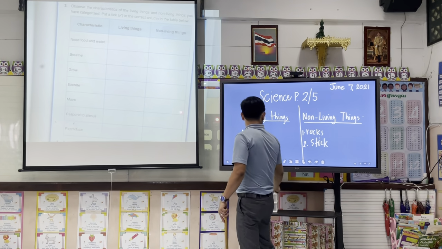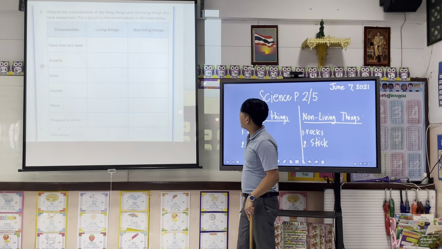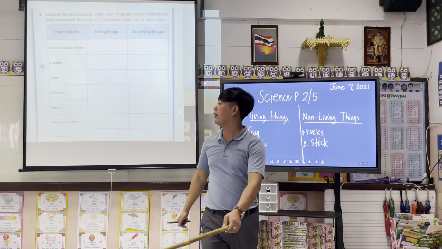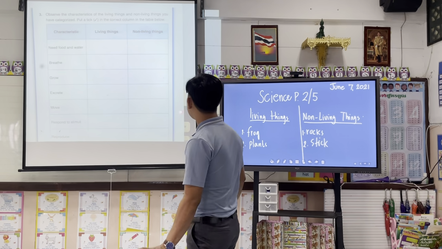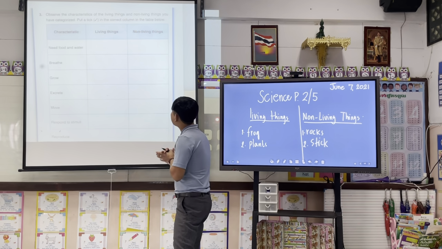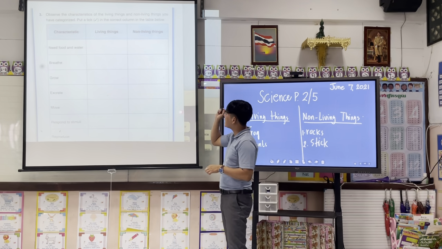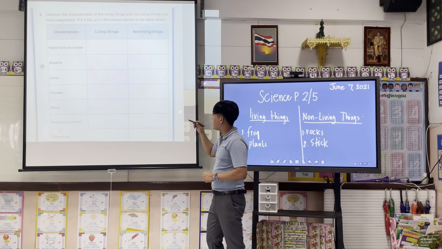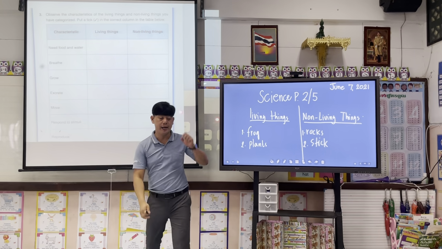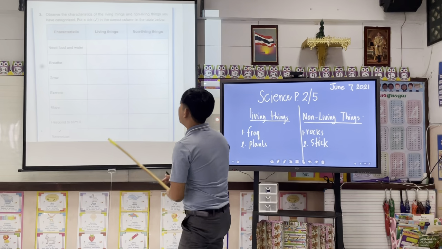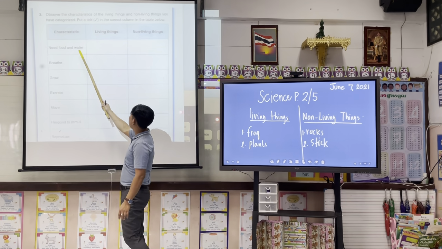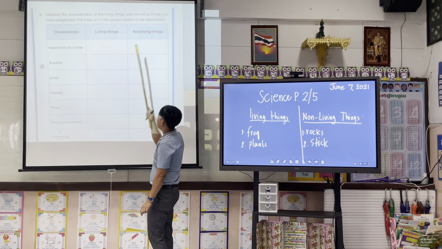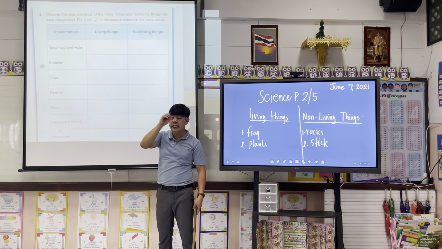Okay, so next. Observe the characteristics of the living things and non-living things you have categorized, and put a tick in the correct column in the table below. Characteristic number one: need food and water. This is the characteristic of living things and non-living things. What we are going to do is tick.